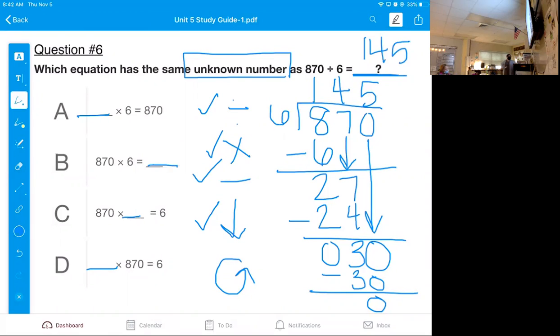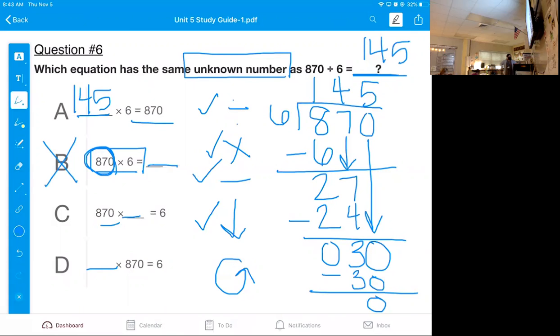Okay. So looking at A, can I plug 145 in here and it equal this is what it's asking? Yeah. So you could check that and see, or you could just look at the other ones and see if it made sense. So looking at B, 870 times 6. If I multiply 870 times 6, is my answer going to be 145? No, because 870 is already bigger than that. If I multiply, it's going to be way bigger. So I know it can't be B.